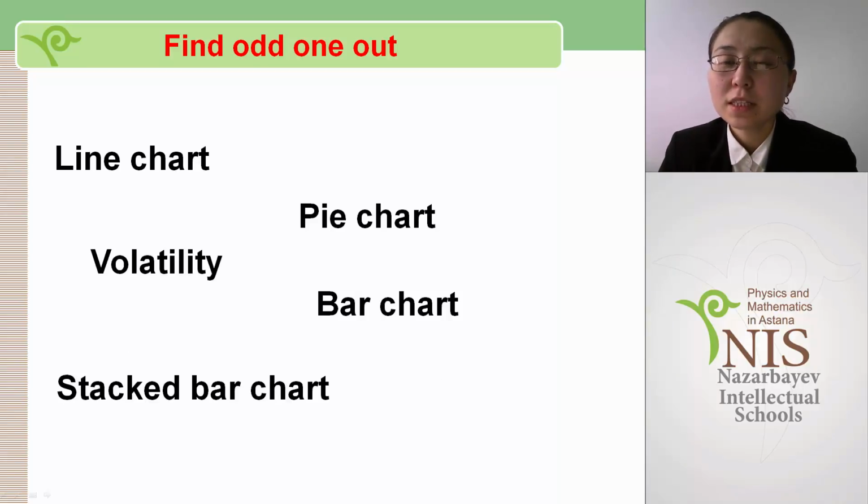Okay, and the very last task for today is just to revise some words that we have studied today. Do you remember a lot of words? Do you remember what is a line chart, a pie chart, a period of volatility, a bar chart, and a stacked bar chart? That's great. But you need to find the odd one out from this task.